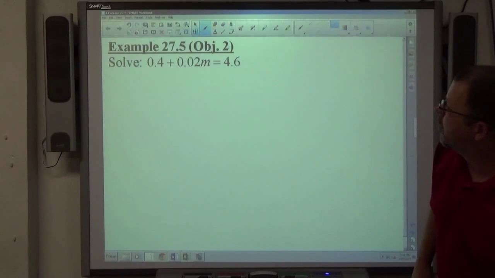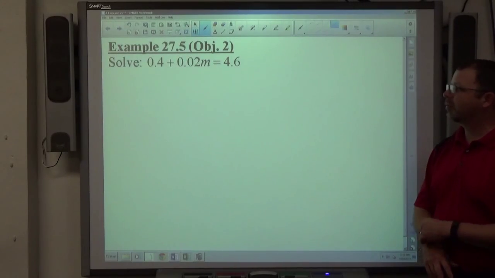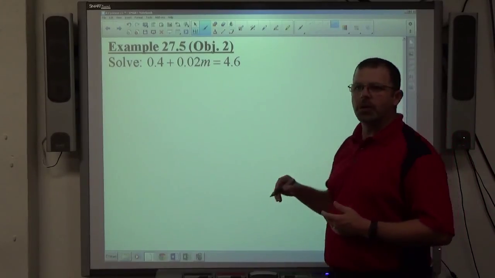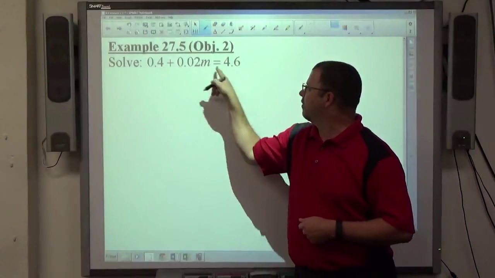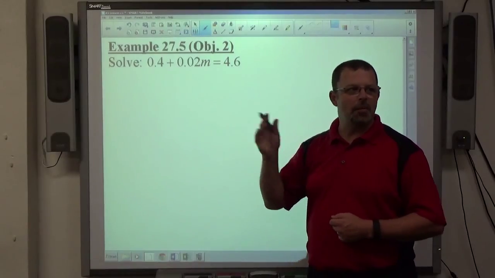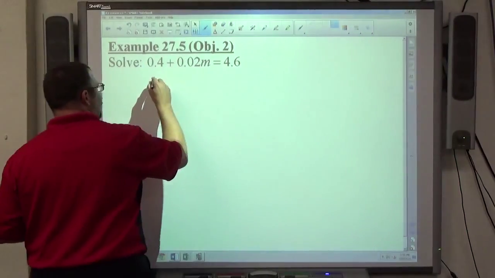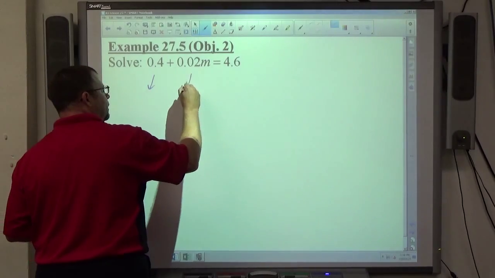Example 5, solve 0.4 plus 0.02m equals 4.6. What we have here is a decimal equation, and we can solve it like we do normally. We could subtract 0.4 from both sides, divide by 0.02, we'll get our answer. But let me just give you an alternative technique that you might like better.